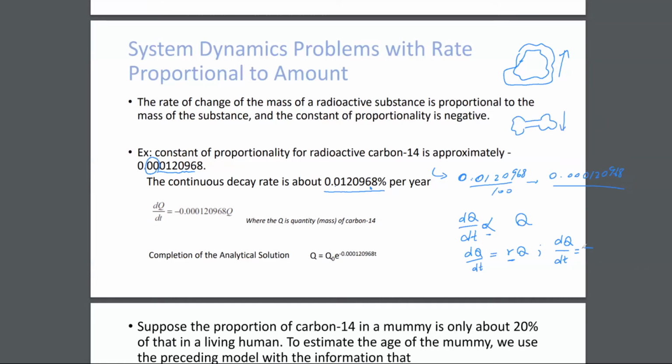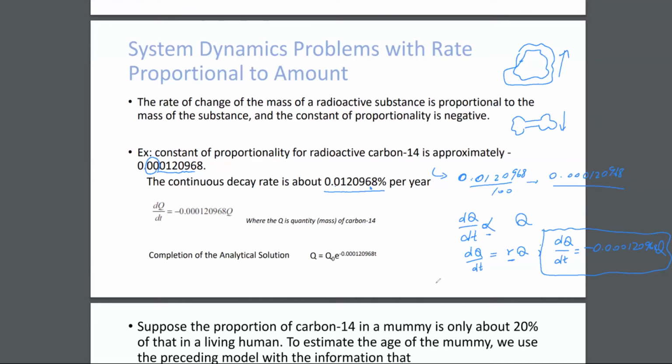So that's why it's a negative, right? And then 0.0012 68, this is the rate of change, okay? And then the Q is the initial value, right? Okay, so this is the equation for change in values when it comes to carbon 14. And we know how to solve this now.